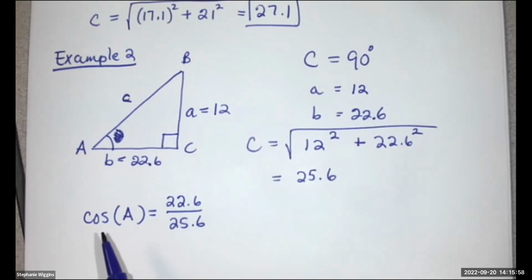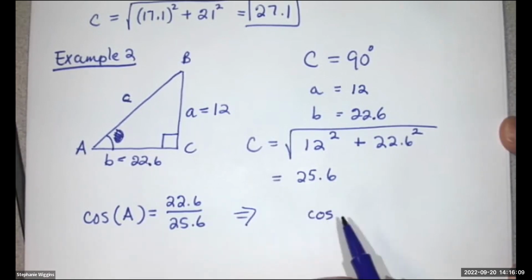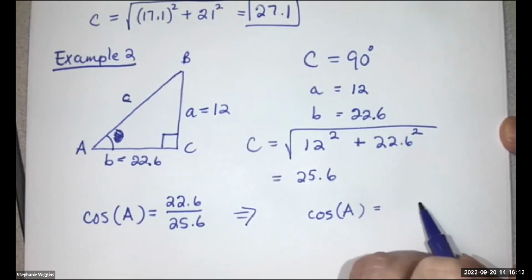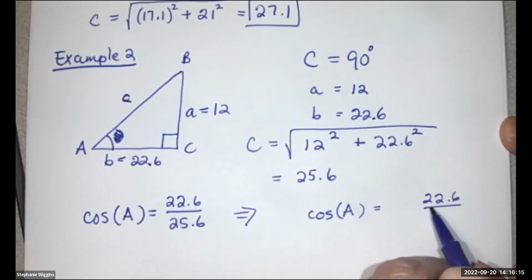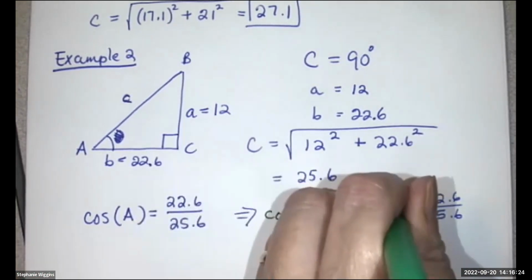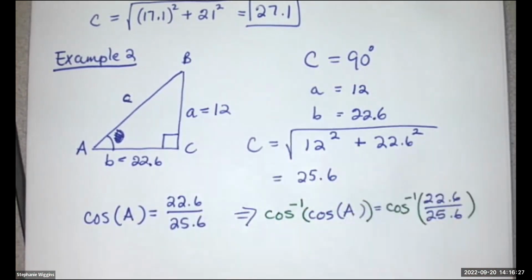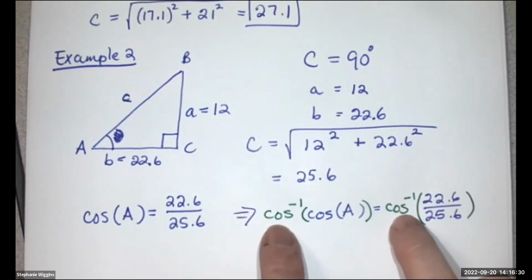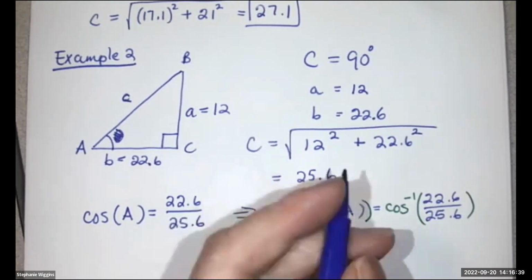Now, in order to solve this, I have to get the A out. So I'm going to use cosine inverse. I'm going to leave myself some room. I'm going to have to apply cosine inverse to both sides. So on the left, I take cosine inverse, and on the right, I take cosine inverse. And since I've done it to both sides, I've preserved the equality. Here, cosine inverse of cosine of your angle A is going to be just plain old A.